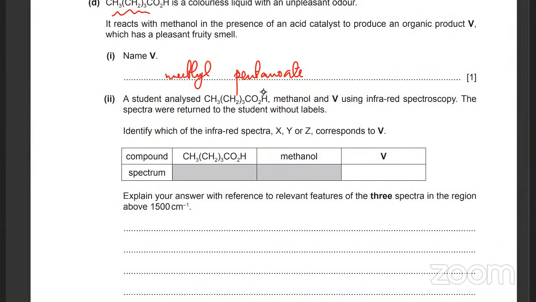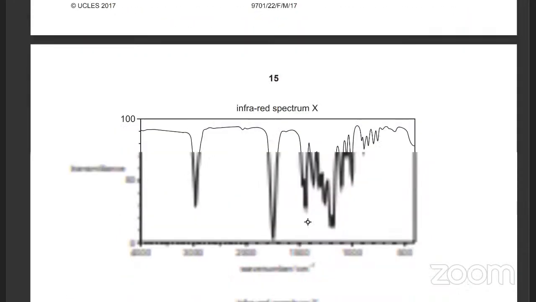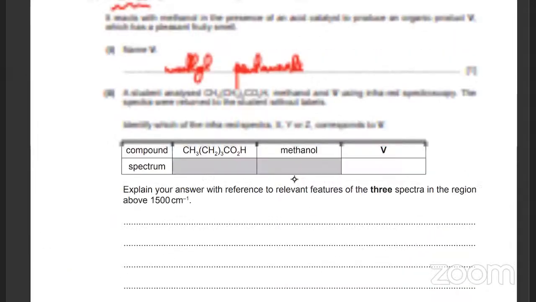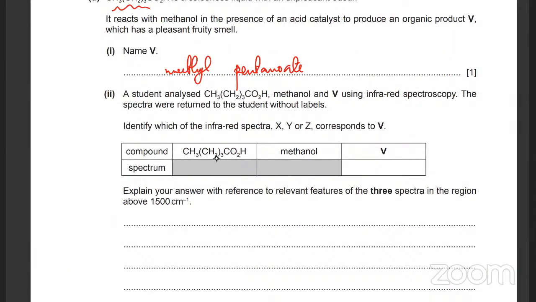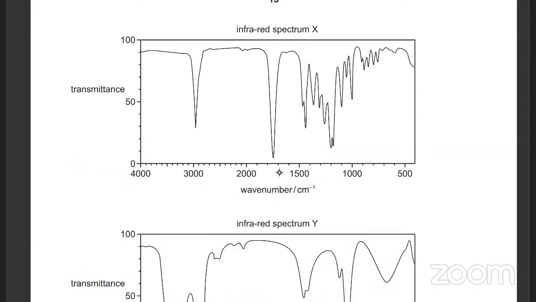Now you've got a question where methanol and V use infrared, it's about infrared spectroscopy. The spectra will be returned to the student without labels. So these are the spectra that are given. So they're returned without labels. There's methanol, there's pentanoic acid, and there's V. So first thing, you should remember this. What is this strong absorption at 1600, 1700? What does that represent?